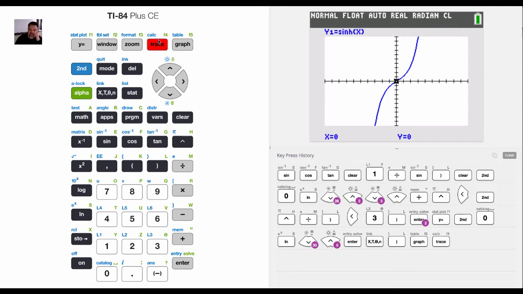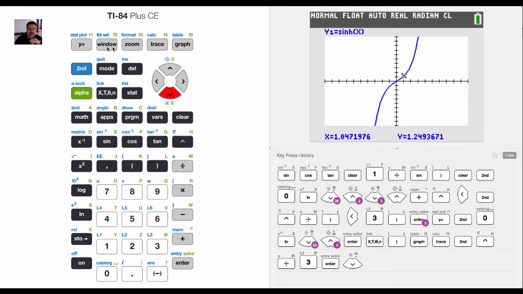I may need to adjust the graph, but that's basically what hyperbolic sine looks like. We evaluated that at pi over 3, so let's do that again. Let's hit second pi divided by 3, and so we can get a feel for where it is. Yeah, it's 1.249 is the value of that. And so that's how you would do hyperbolic sine.